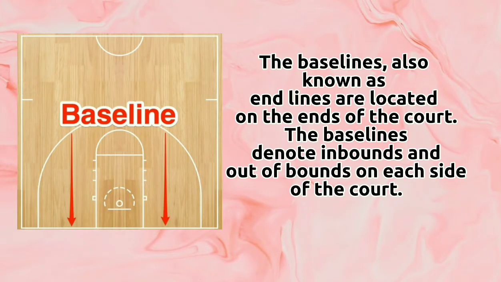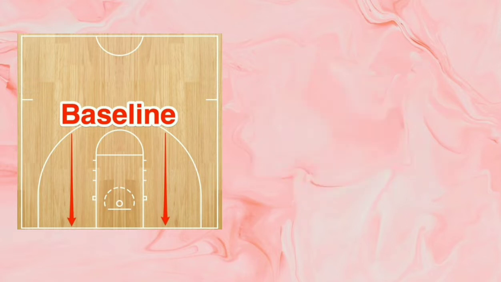The baselines, also known as the end lines, are located on the ends of the court. The baselines denote inbounds and out of bounds on each side of the court. If the ball goes out of bounds across the baseline, players will stand behind the baseline and to the side of the backboard to inbound the ball. Depending on who you talk to, you may hear someone call these lines either the baseline or end lines. Baselines are 50 feet long.